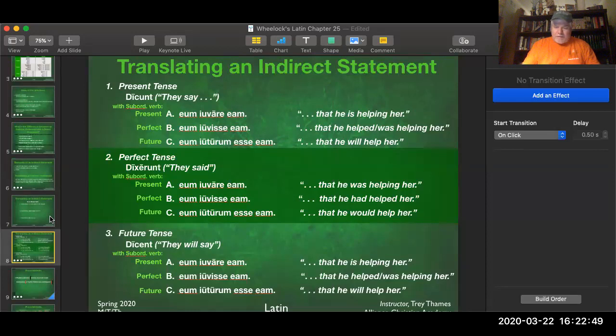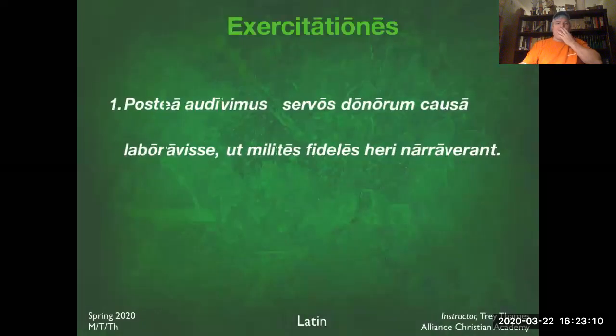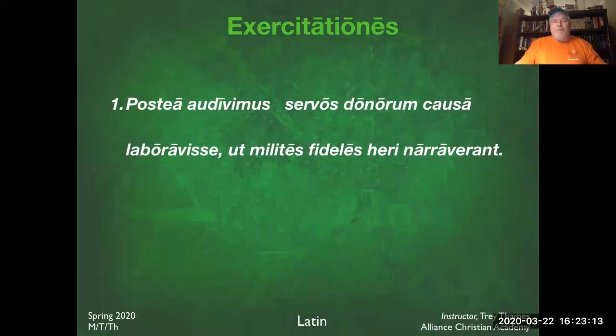This is actually from your exercise translation. This is sentence number 2, and I think I also use sentence number 11. So let's use this as an example. Let's look at it here. I'm going to put this on here. So here's the sentence. Postia adevimus servus donorum causa laboriosi ut milites fidelis heri narrowant.